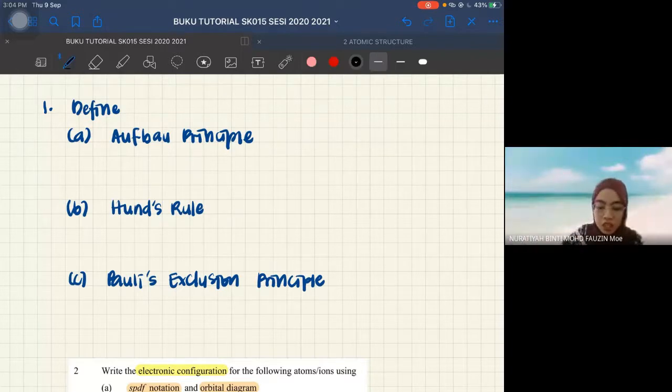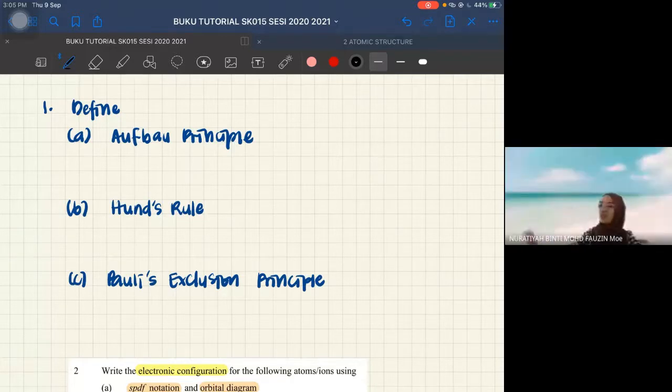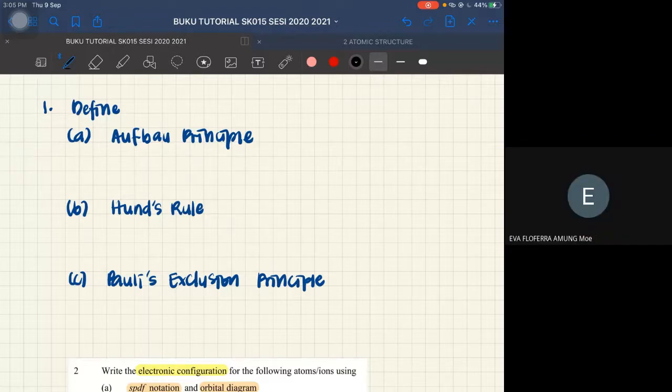Okay. Yang tu dia punya definition awak boleh cari pun dekat dalam nota. Okay, sama je. Hund's rule pula, someone else, Brandon? Please give me the definition of Hund's rule. Apa lagi? Silakan Iba.